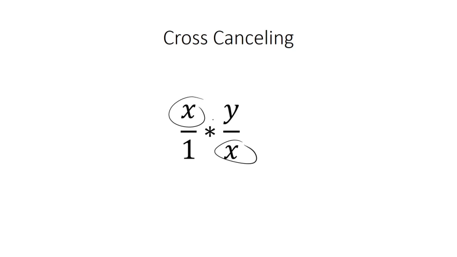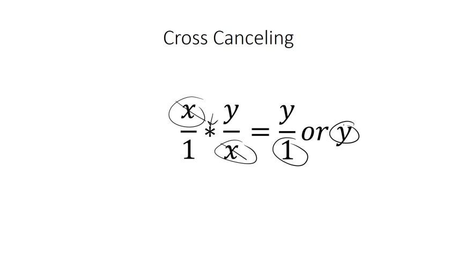The same thing can be done if we don't have any numbers. Got x in the numerator here, x in the denominator here. It's across an operation. We can cancel those out, and we get y over 1. Or, because anything divided by 1 is itself, we can just say y.